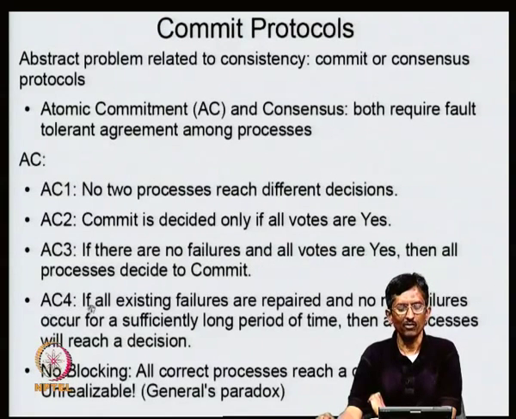Then there is another one, AC4. If all existing failures are repaired and no new failures occur for a sufficiently long period of time, then all processes will reach a decision. Now, you can see that all of these things are independent. You can have any combination of these things. For example, we are not saying what happens if some of the votes are not yes. We leave that situation open, we do not say anything about that. Whereas if it is yes, that means everybody has agreed.